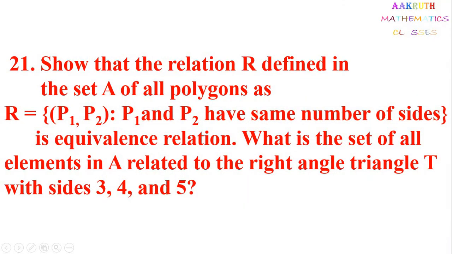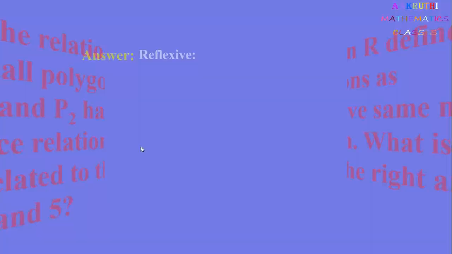So next question, show that the relation R defined on the set A of all polygons as R equal to the set of all (P1, P2) such that P1 and P2 have the same number of sides is an equivalence relation. What is the set of all elements in A related to right angle triangle T with sides 3, 4 and 5? Here polygons are related to each other when they have the same number of sides. We have to prove that it is an equivalence relation.